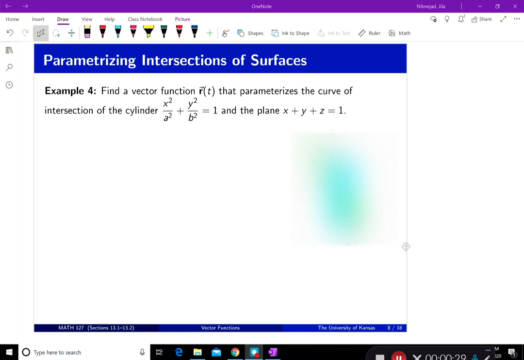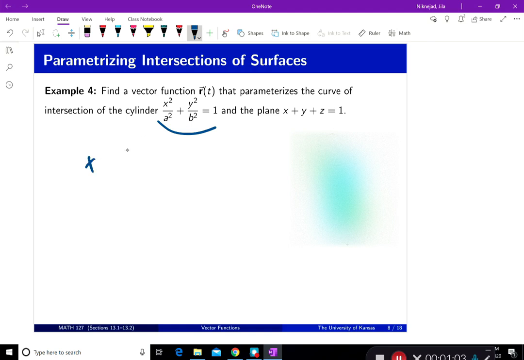Example 4 is asking: find a vector function r of t that parameterizes the curve of intersection of the cylinder x squared over a squared plus y squared over b squared equal to 1 and the plane x plus y plus z equal to 1. Now, if I remember from pre-calculus, this is the trace of the cylinder over the xy plane, and I know how to parameterize this in the xy plane.